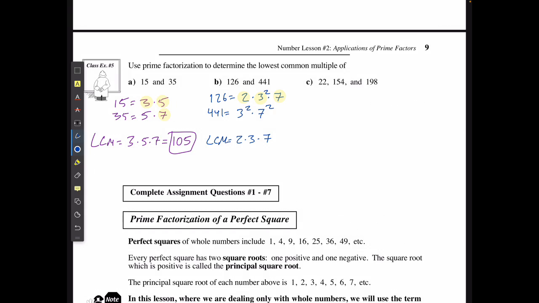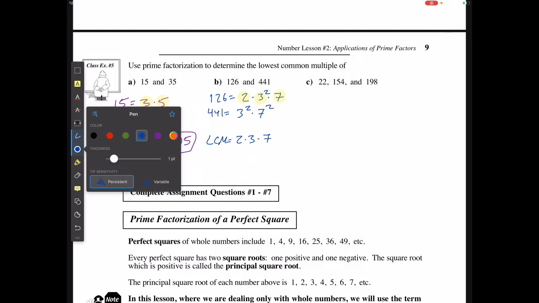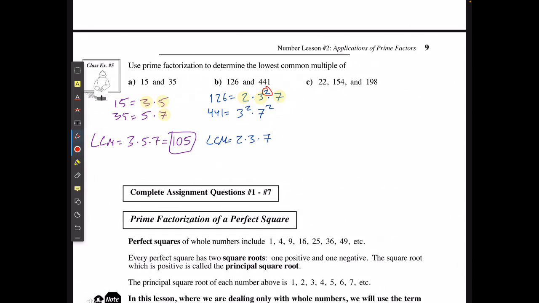I can see that the 2 only has the power of 1, but right here I see that I have a 3 squared, and I have down here a 7 squared. So those both have a biggest exponent of 2. When I multiply that out, 2 times 3 squared times 7 squared, then I get 882. And there's my lowest common multiple.